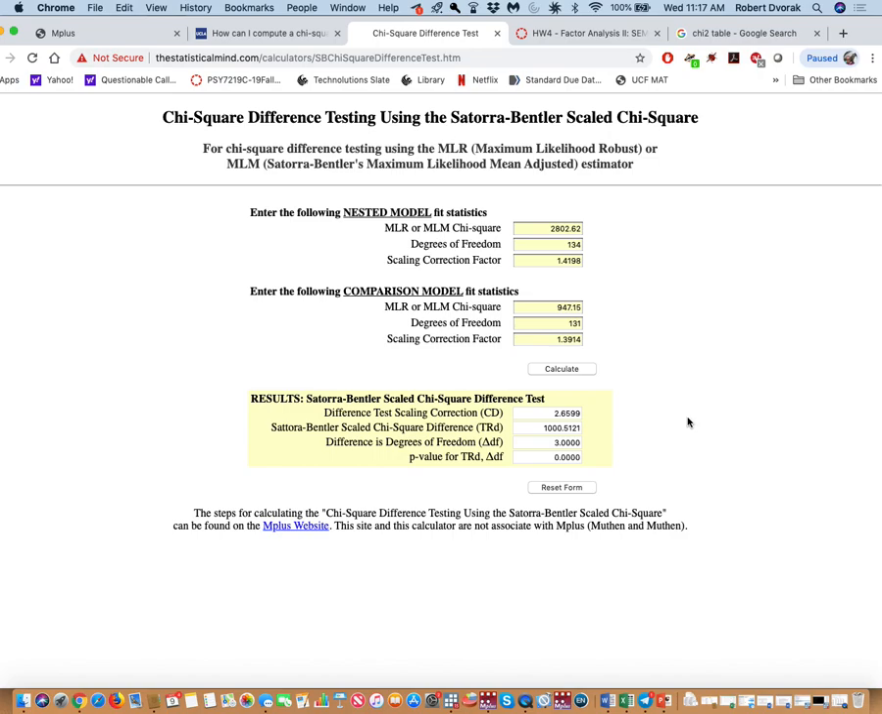So we have a Satorra-Bentler chi-square difference of 1,000.521, 3 degrees of freedom, and this is using the kind of correction factor that we have. The p-value is pretty substantial, and so we can conclude from this that there's a significant difference between those two, and ours is better, right? Our chi-square is lower, our model fits dramatically better.